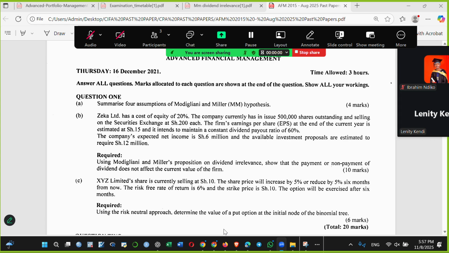But we need the expected. So how do you get expected? It is earnings per share times payout ratio. You take expected P1 is equal to P0 (1 + R). P1, how do we get P1 from our previous?